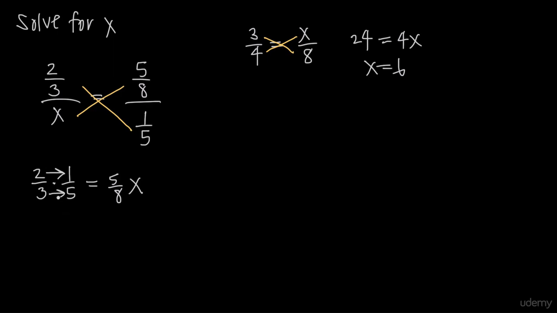Now remember, when we multiply fractions, we just want to multiply our numerators together to get the new numerator and our denominators together to get the new denominator. So 2 times 1 gives us 2, 3 times 5 gives us 15. So we get 2 over 15 is equal to 5 over 8 times x.